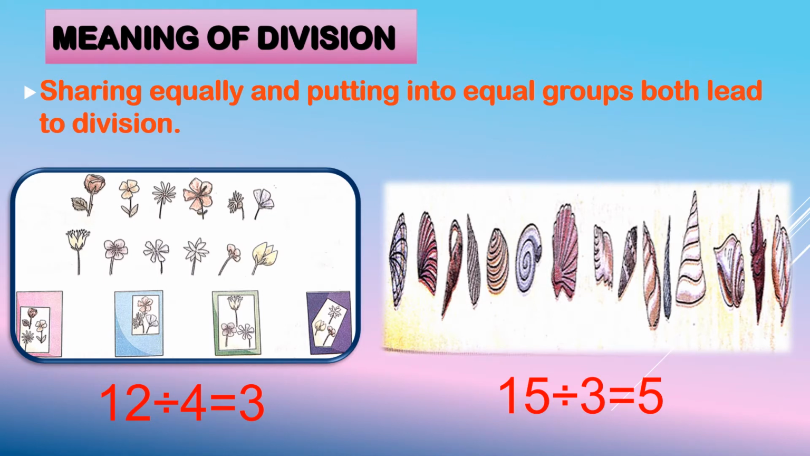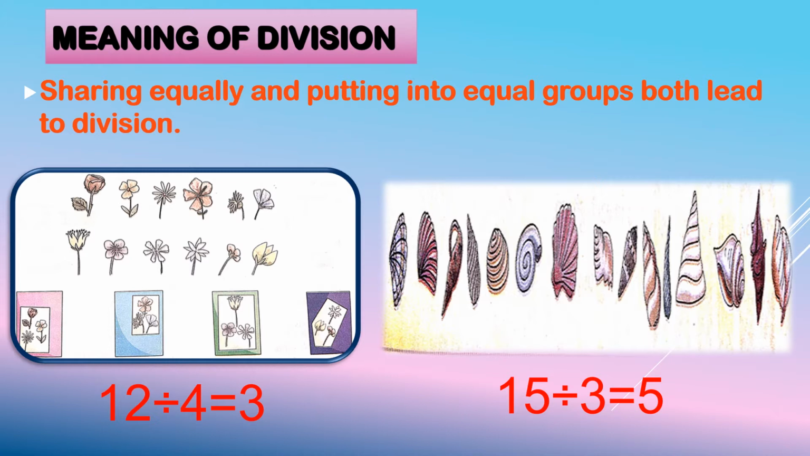Meaning of division. Division means sharing equally and putting into equal groups. Both lead to division. Sharing equally means, let us suppose, take an example. If you have 12 flowers and you want to put them in 4 cards, how many flowers will you put in each card? For this, you have to use division to find out how many flowers you can put into each card. So total flowers are 12. So 12 divided by 4 equal to 3. It means you have to put 3 flowers in each card.